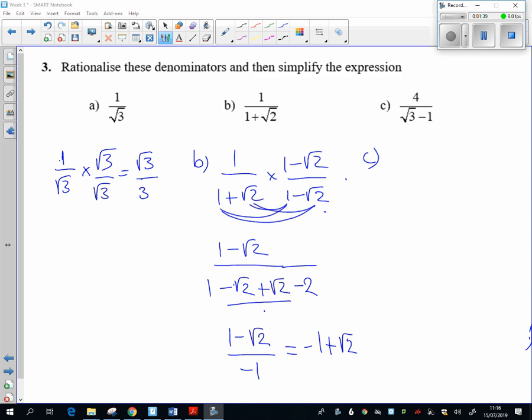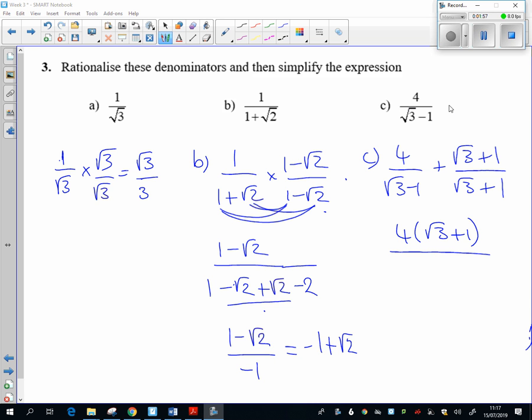Okay, so C is a similar question. So I'm going to multiply through by root 3 plus 1 over root 3 plus 1. So for the numerator, I'm actually not even going to bother multiplying that out. I'm just going to leave that factorized.